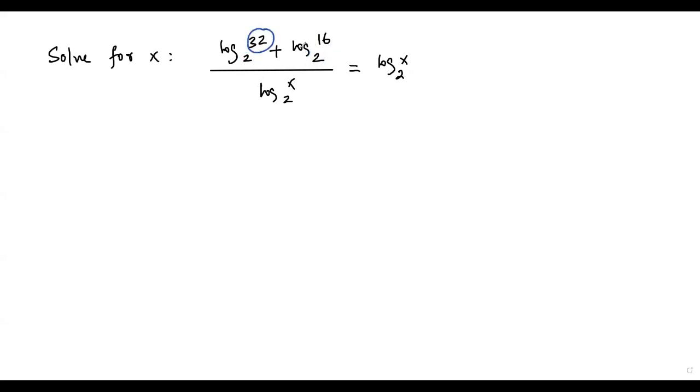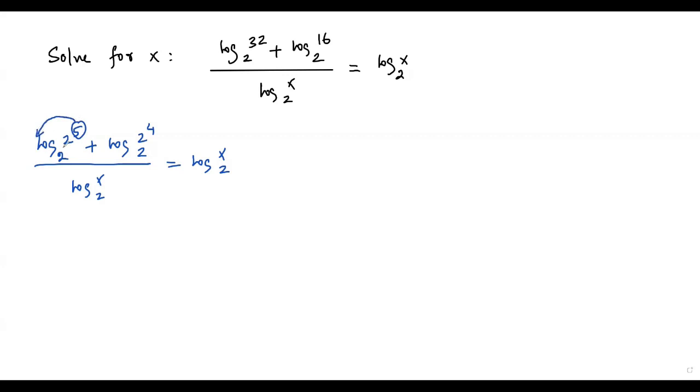Let me write 32 and 16 as powers of 2 in my first step. So log 2 to the 5th power to the base 2 plus log 2 to the 4th power to the base 2 over log x to the base 2 equals log x to the base 2. In my next step, the argument of this logarithm is exponential. Whenever the argument of a logarithm is an exponential term, the exponent can be moved in front of the logarithm and multiplied by it. This is the power rule of logarithms.